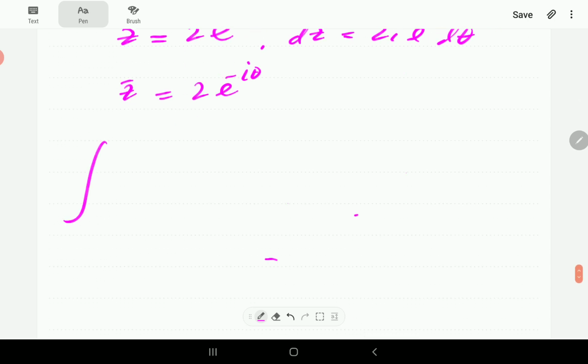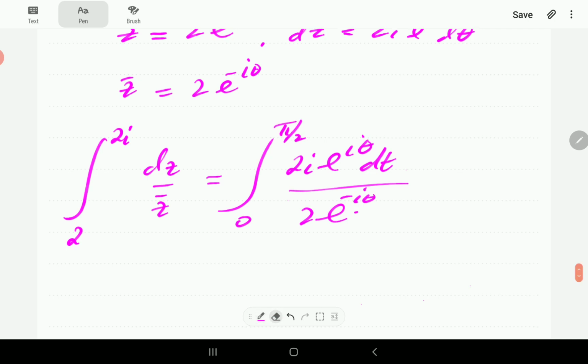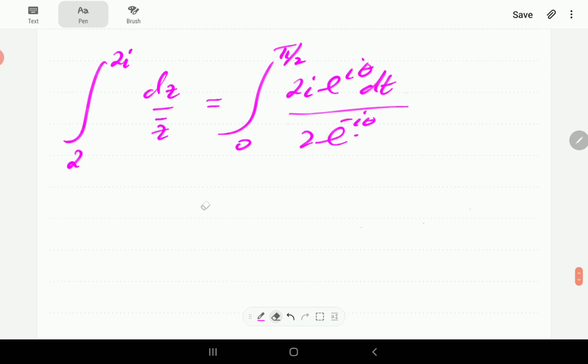So the integral from 2 to 2I of dz over z bar is going to be 2I e to the I theta d theta in the numerator, which is dz. In the denominator we've got 2e to the minus I theta, integrating from theta equals 0 to theta equals pi on 2. So strictly always in radian mode this time.